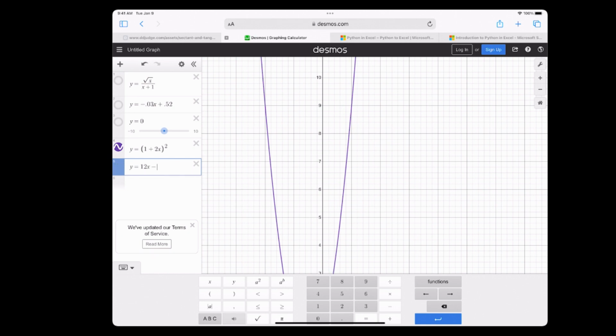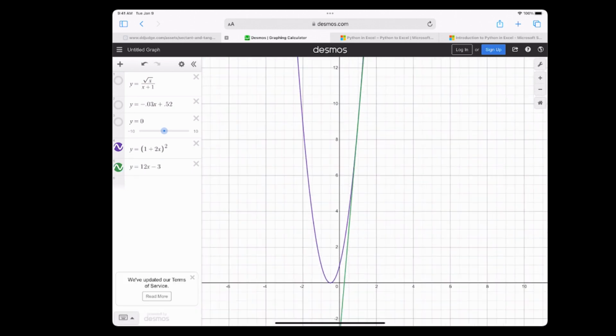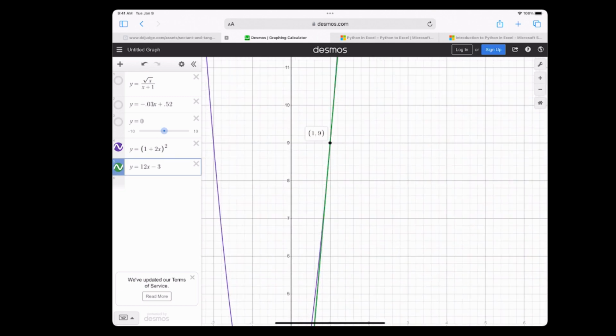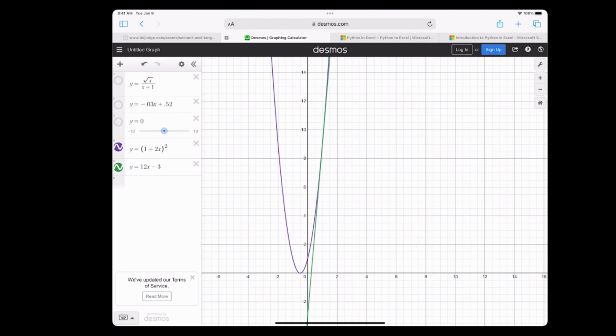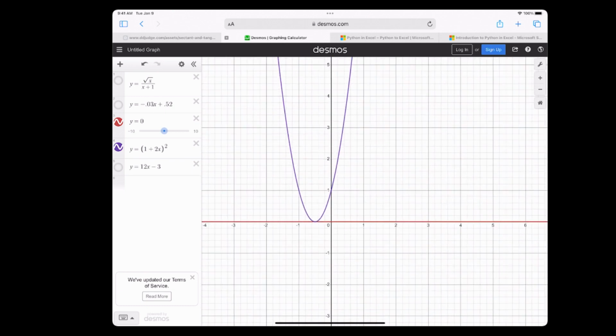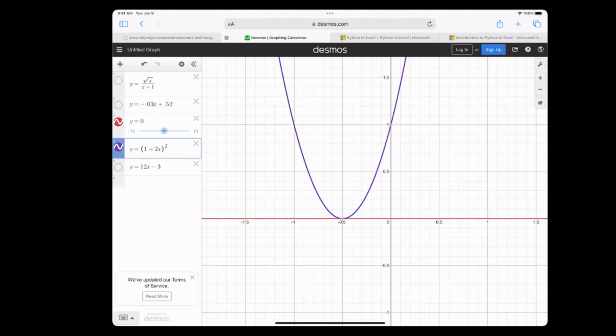12x minus 3. Okay. So here it is, 1, 9. Okay, so there it's kissing the curve at 1, 9. So the original question, the first question, what's the equation of the line tangent to the curve at 1, 9? It's 12x minus 3. And that was the original question. And then we found the horizontal tangent, ladies and gentlemen, and it happens at negative 1/2, 0, right in there.